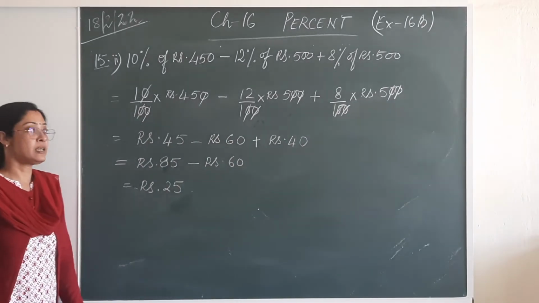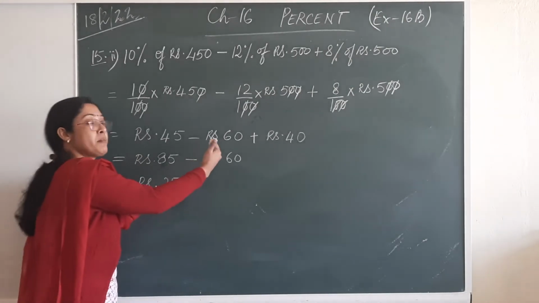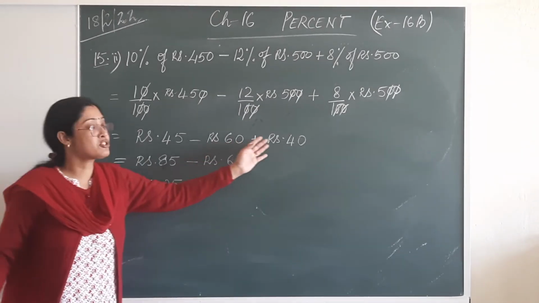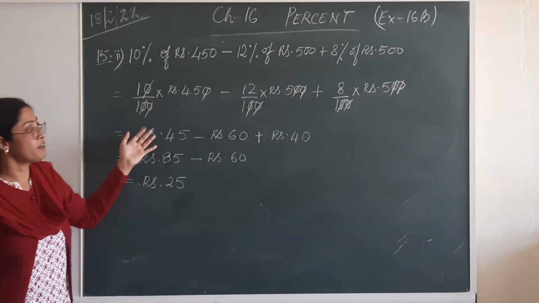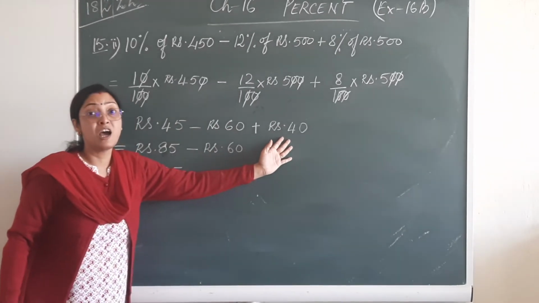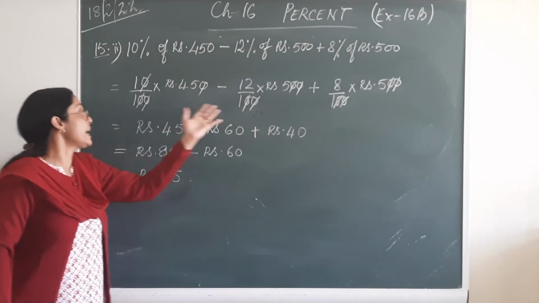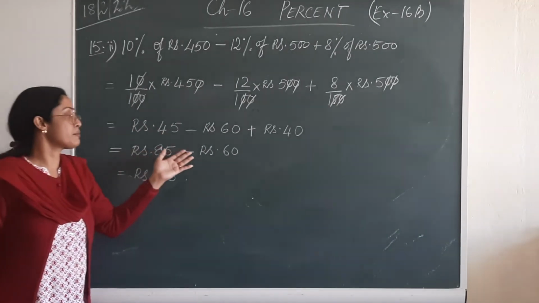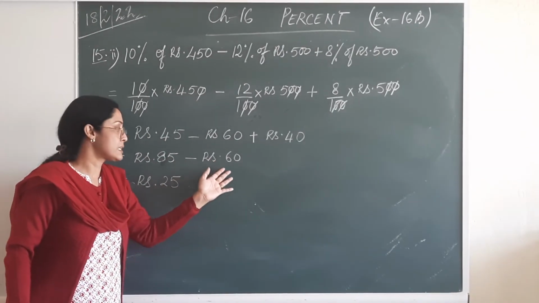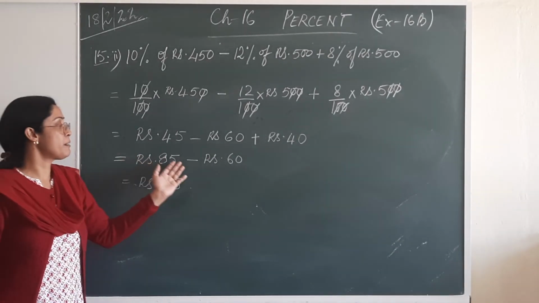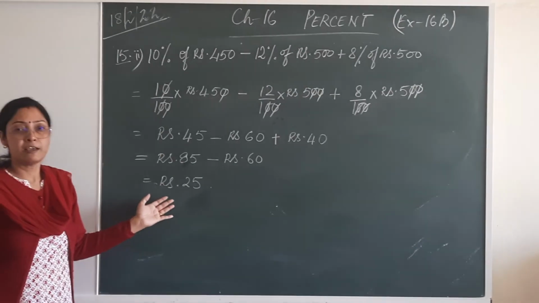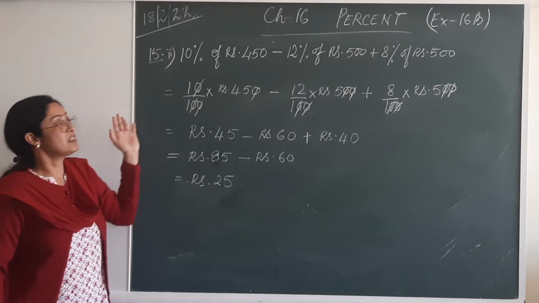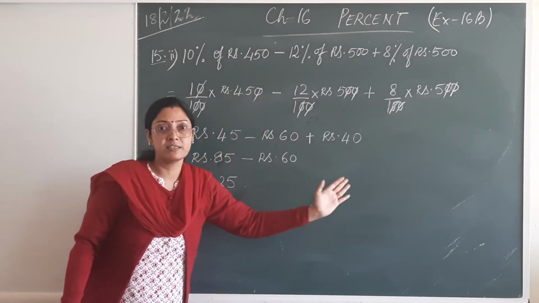So ultimately you get rupees 45 minus 60 plus rupees 40. Now this rupees 45 and rupees 40 are positive numbers, so we will add them up together. Then we will subtract rupees 60. So rupees 85 minus rupees 60 will give you the answer as rupees 25. So children, in this way you have to evaluate these sums.